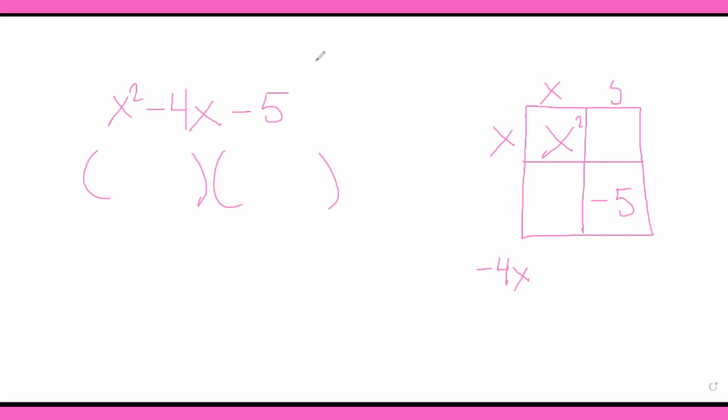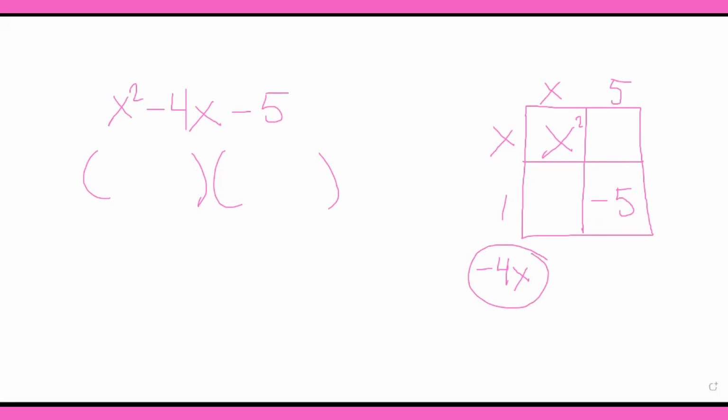And it doesn't matter in this case, since I just have x's here, which order I put them. I could put the 5 down here and the 1 up here, either or. So now I have to work on my signs. I need this to be negative 5. So 5 times 1 is positive 5, so one of them has to be negative. I have to determine that by adding up to negative 4. So I'm going to think about that.